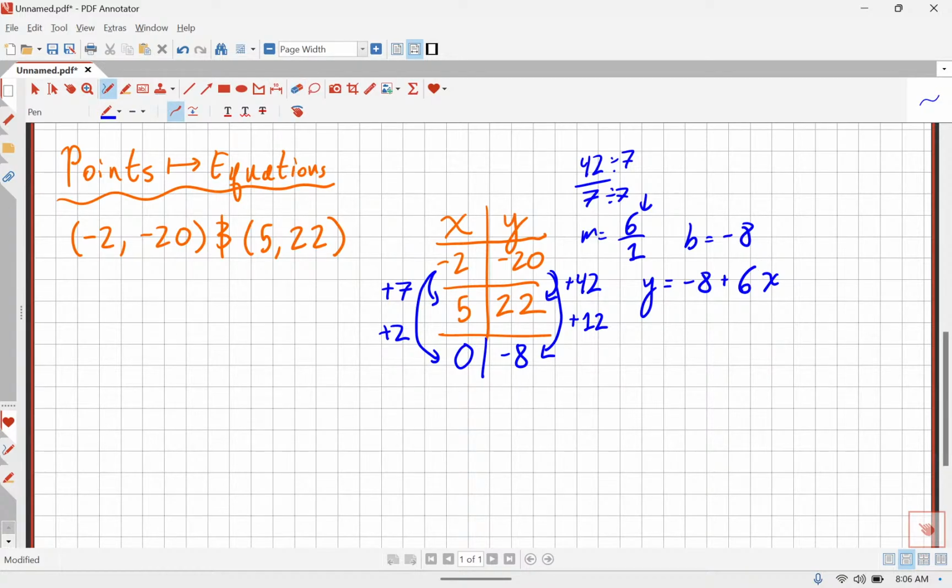How many of us got y equals negative 8 plus 6x or y equals 6x minus 8? And so see how we got that. That's how you get a level 3 on this thing, is that you were able to make those tables and that you're able to tell me the... yeah, there we go. Hello.